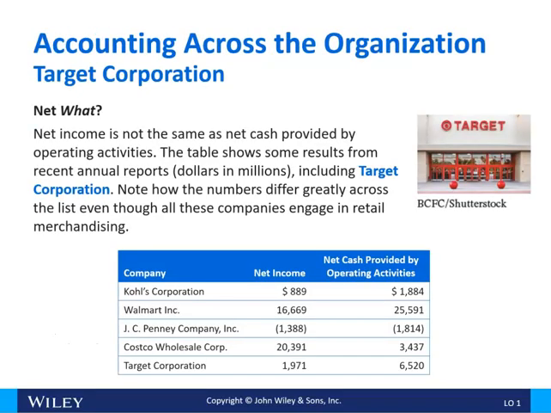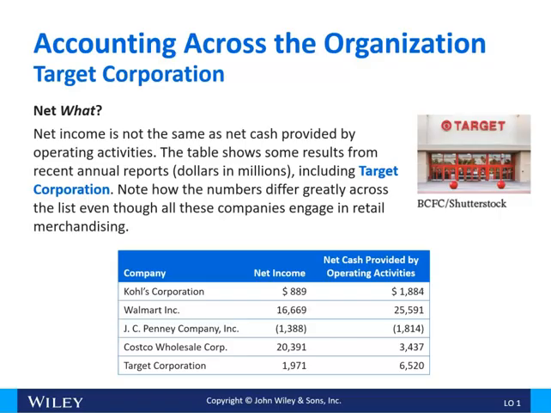So net income is not the same as net cash provided by operating activities. The table below shows some results from recent annual reports. These are in millions, including Target. So note how the numbers differ greatly across the list, even though these companies engage in retail merchandising. So Kohl's had reported $889 million of net income, but they had $1.9 billion of cash provided by operating activities, so $1 billion more than their net income.